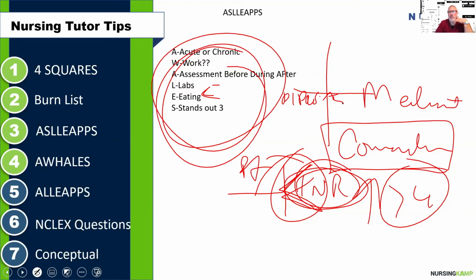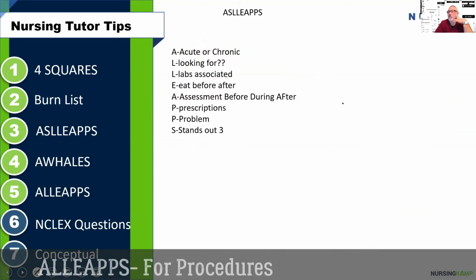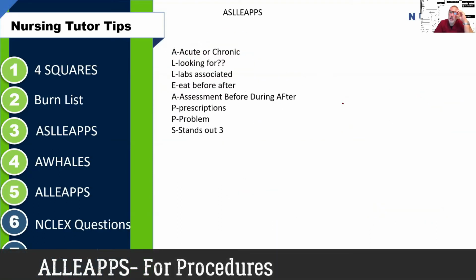So if you're looking at a procedure, that's called ALEAPS. Now, ALEAPS is a method just like AWALES is. It's just a mnemonic that will help you understand what you need to know and what you don't need to know. So let's walk through one, and let's take a spinal tap. Is a spinal tap acute or chronic?